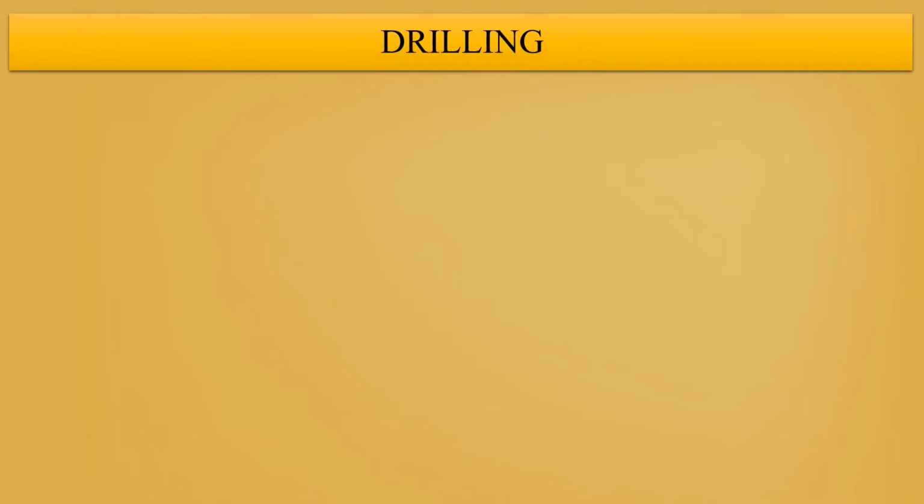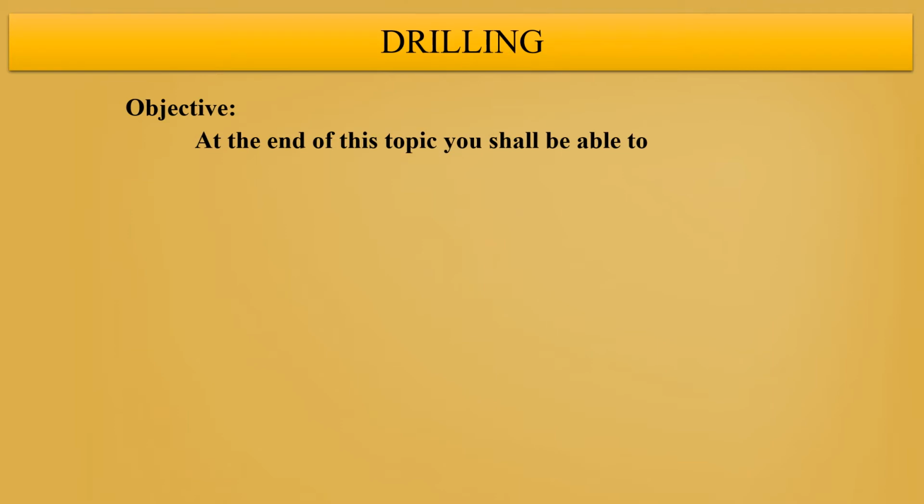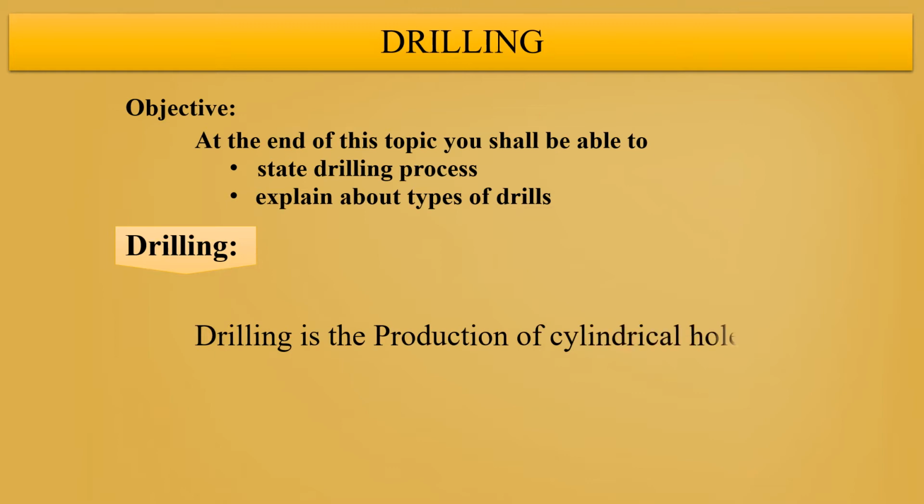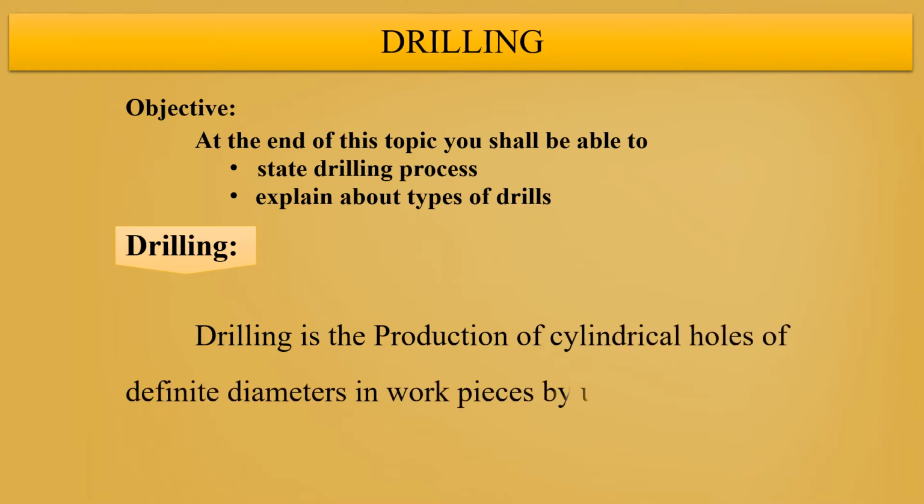Drilling. Objective. At the end of this topic you shall be able to state the drilling process and explain about types of drills. Drilling is the production of cylindrical holes of definite diameters in work pieces by using a multi-point cutting tool called a drill.